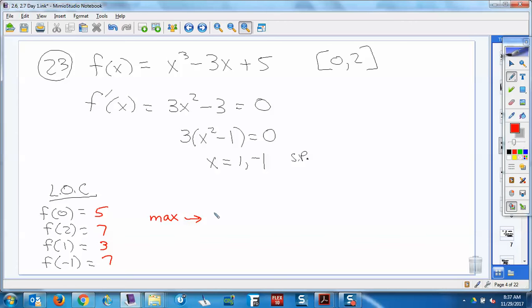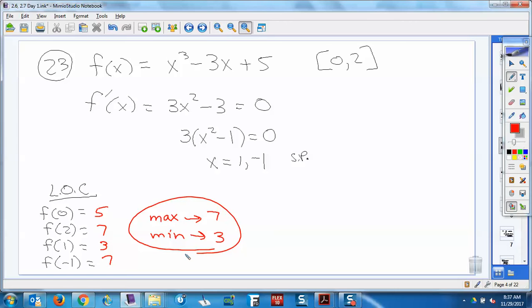What's my max? 7. What's my min? We want the output, right? We don't care that it happened twice. That doesn't matter. The highest value, the max of this function from 0 to 2 is 7. Did I do that right? Did it happen twice? You just did that.